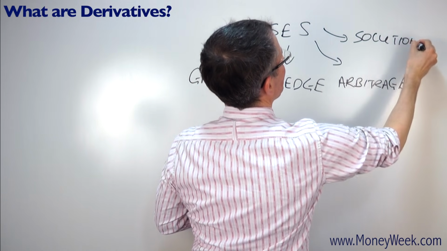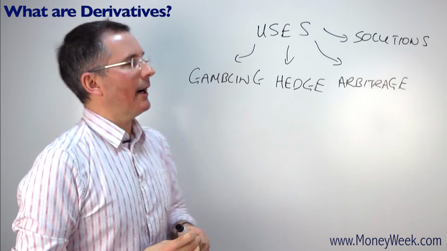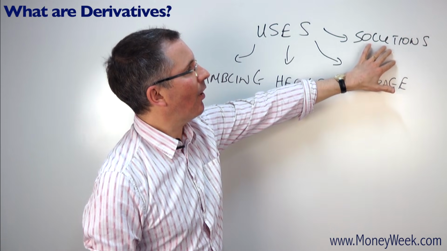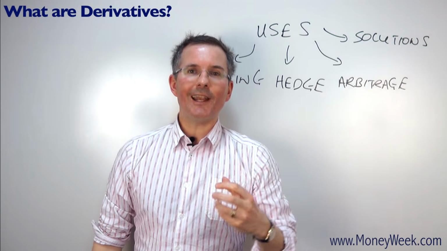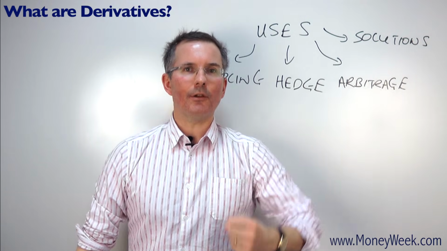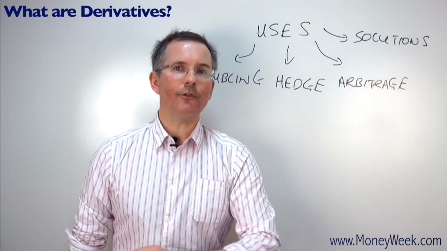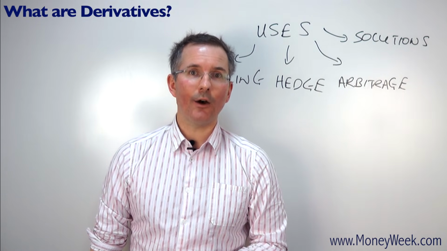And the fourth use, which I won't go into detail on, is you can create solutions using derivatives. Structured products, which MoneyWeek isn't a huge fan of, are often a combination of derivatives to achieve a particular result. You know, you get X% of the rise in the FTSE over the next 5 years, or your money back. As soon as you read that kind of sentence, derivatives are probably involved.